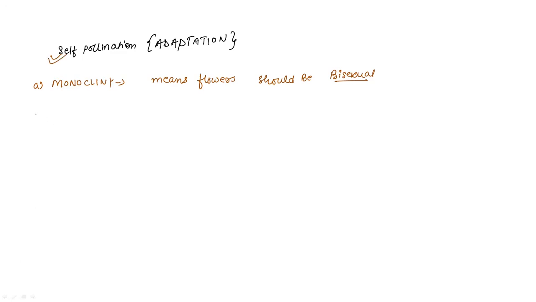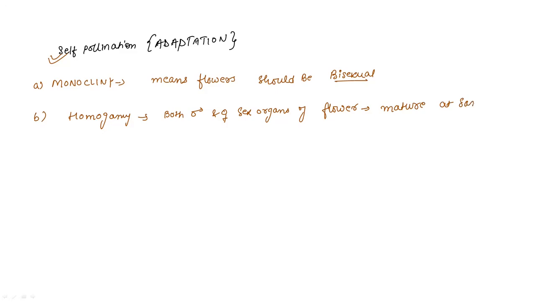The second kind of adaptation is homogamy. What do I mean by homogamy? When both the sex organs of a flower, the male and female reproductive parts, mature at the same time. If both mature at the same time, this is known as homogamy. Why is this important?